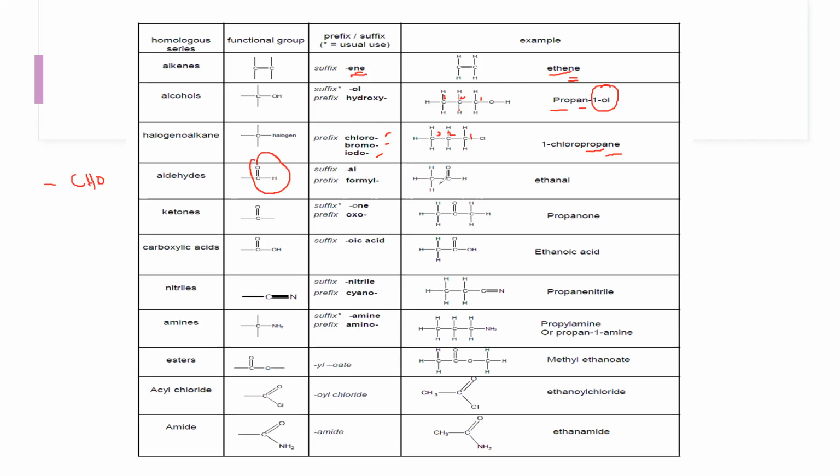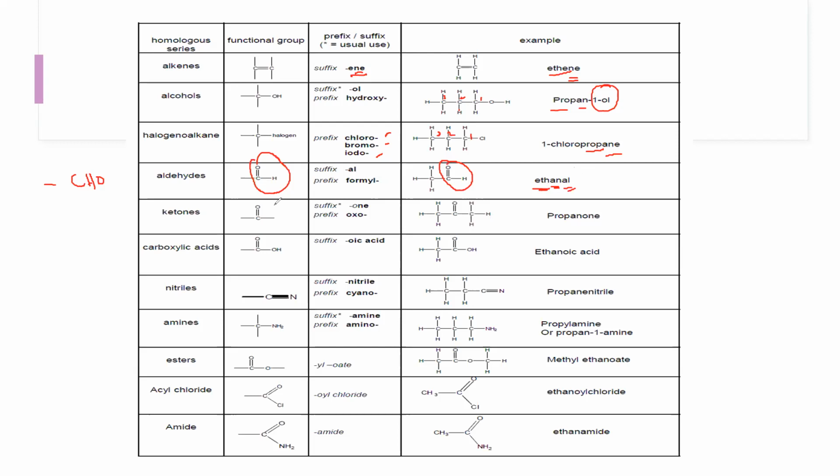So as you can see, 2 carbon atoms are there, it is eth. Between the two carbon atoms, there is a single bond, it is an. And due to this C double bonded with O and H, it is -al. So it is ethanal.